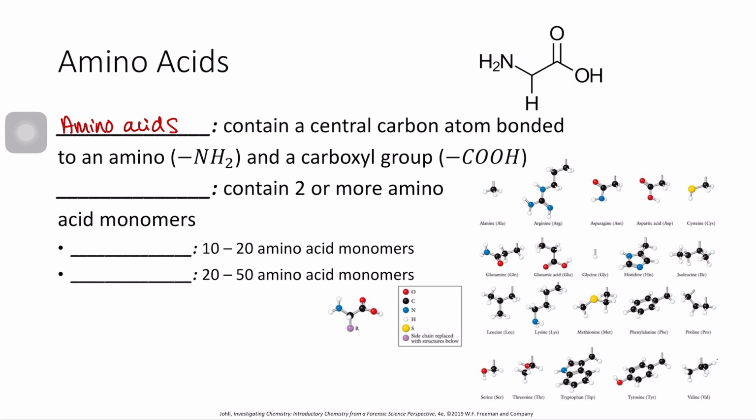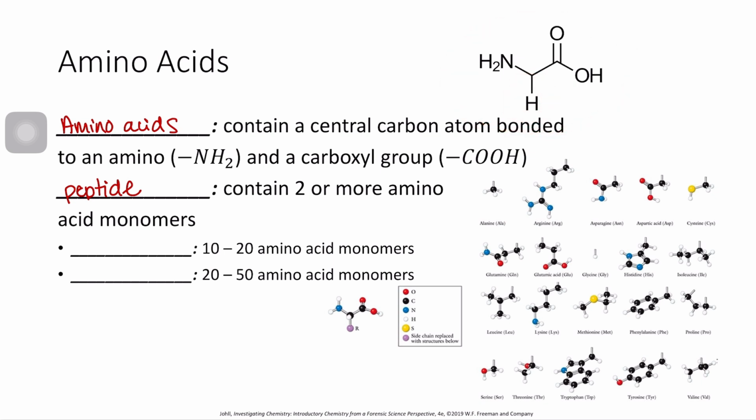If you have two amino acids or more that are bonded together, we call this a peptide. So if you're dealing with a peptide, it means that you have two or more amino acids that are bonded together. We have several amino acids, and they are defined by what is called the side chain.